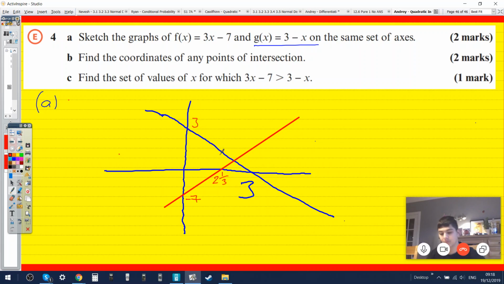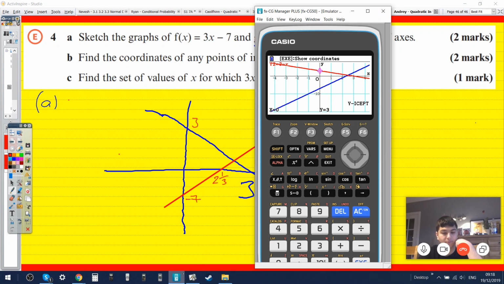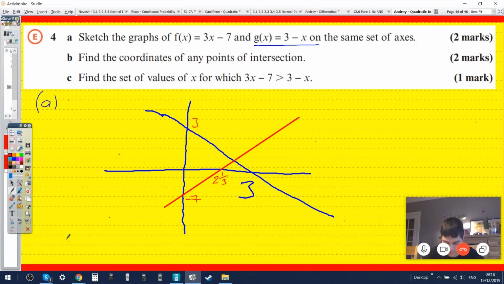So we have the roots, we have the intercepts, and now we need the point where they cross over. So shift, graphical solve, point of intersection, F5. Okay. It says X equals 2.5, Y equals 0.5. Great. And so 2.5 and 0.5, that's the point of intersection.